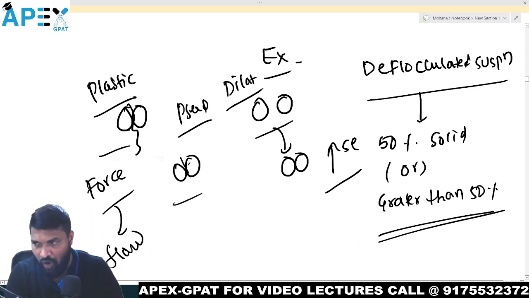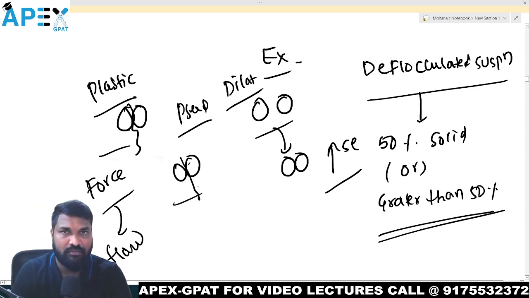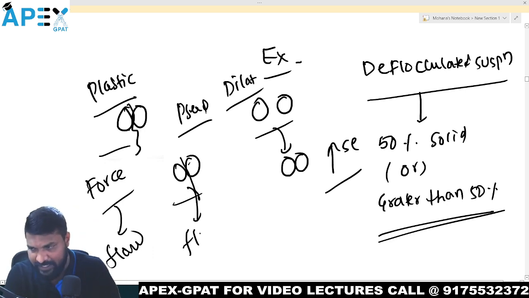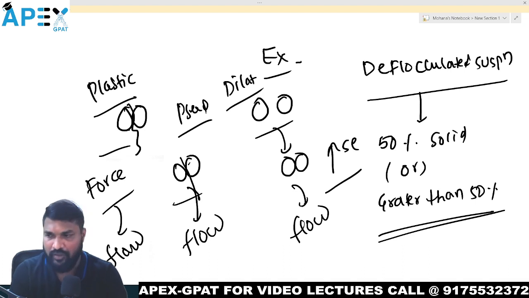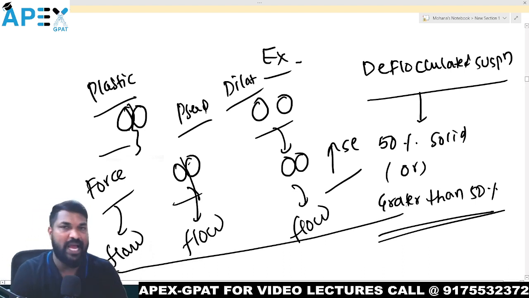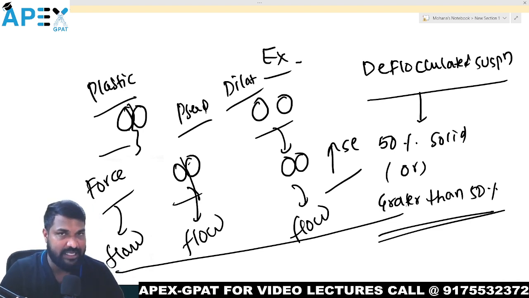Here there is no strong interaction. Initially only flow is there. Here also initially flow is there, and here also. So this is the difference between the plastic, pseudoplastic and dilatant flow. I hope the concept is very clear about what is happening in the plastic flow, pseudoplastic flow and dilatant flow. I don't think anyone feels any difficulty. Now your concept is crystal clear.